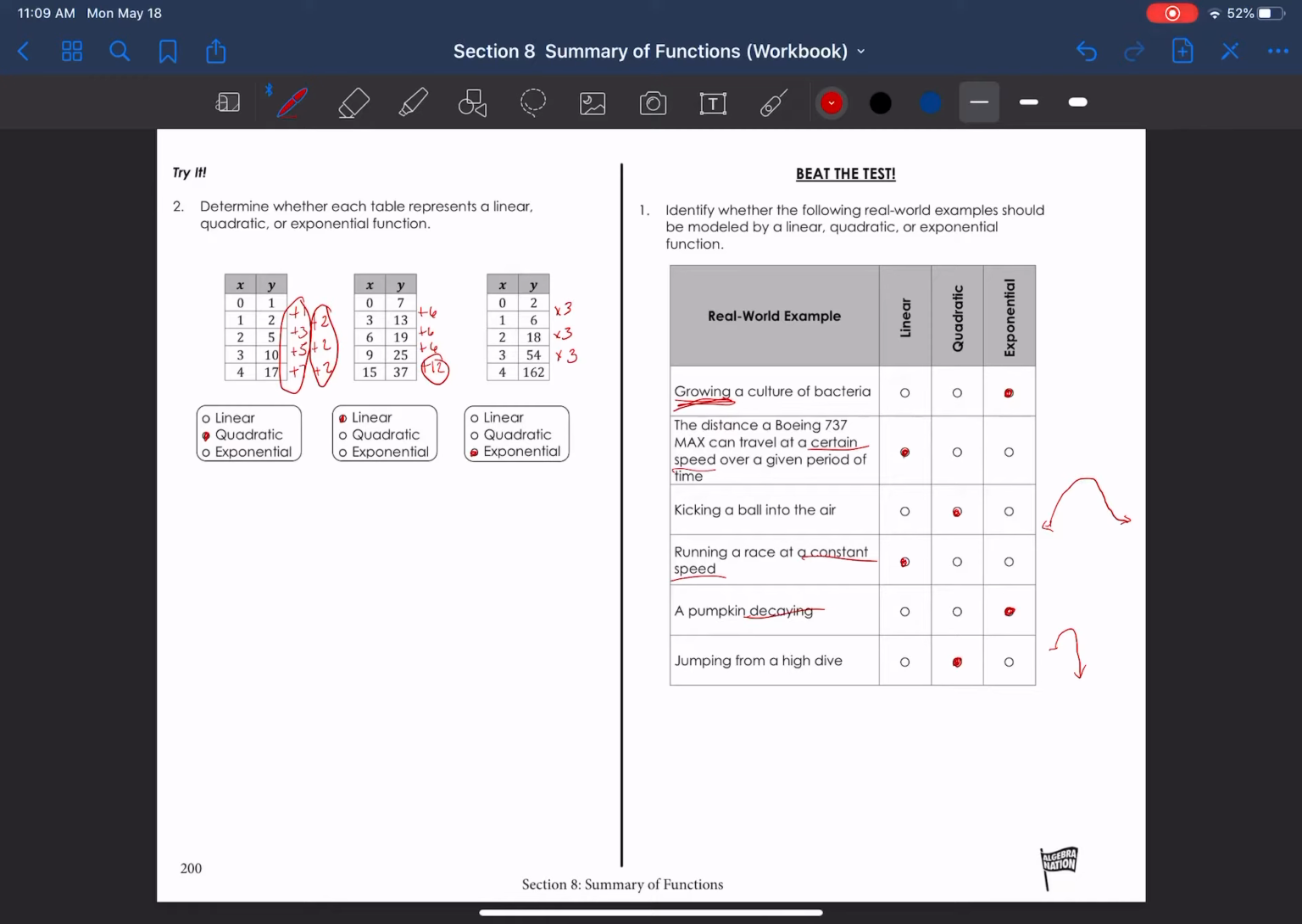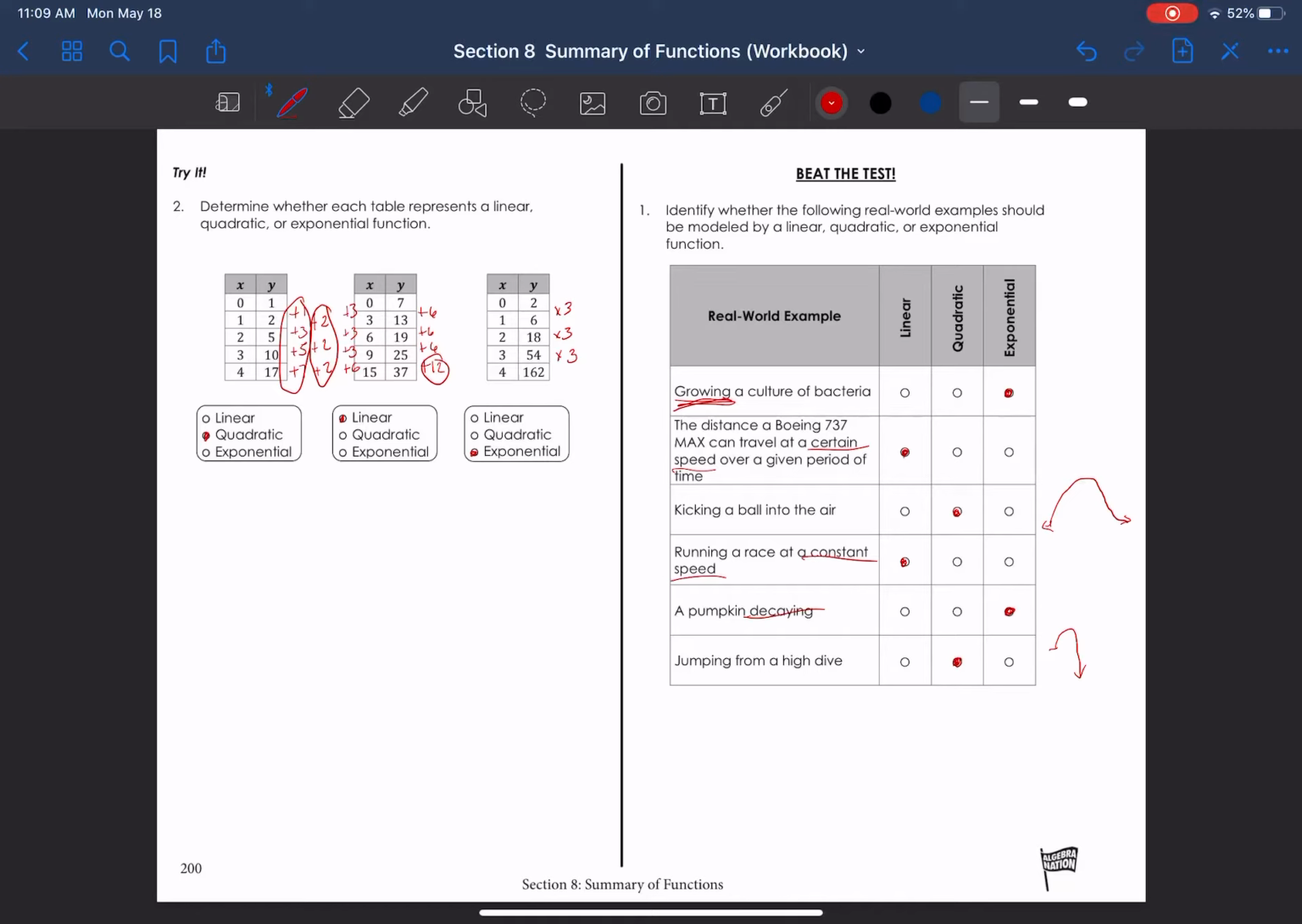Then the next one, they added 6 each time until this last one they added 12. That might throw you off at first, but if you notice, the x was plus 3, plus 3, plus 3, and then it went plus 6. So that's why it went plus 12 at the last one, because x went up by a different amount. But every time that x goes up by 3, y goes up by 6. Then we're going to look at that last one, and we notice it's times 3 every time. 2 times 3 is 6, 6 times 3 is 18, and so forth.